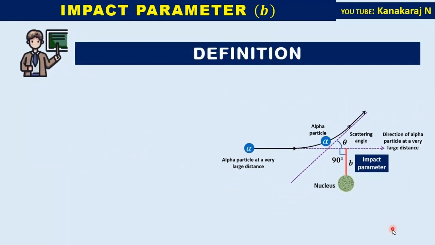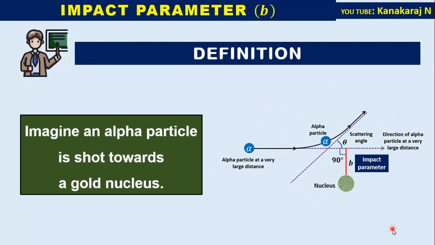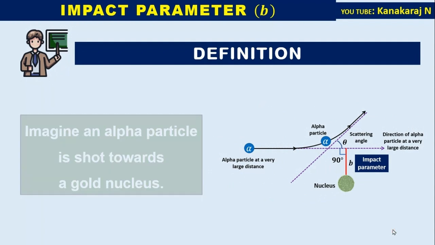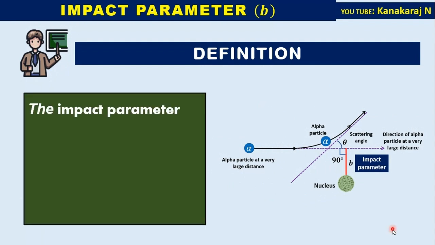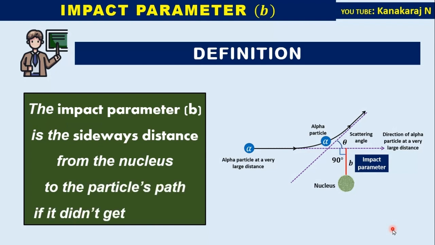Definition. Imagine an alpha particle is shot towards a gold nucleus. The impact parameter B is the sideways distance from the nucleus to the particle's path if it didn't get deflected.